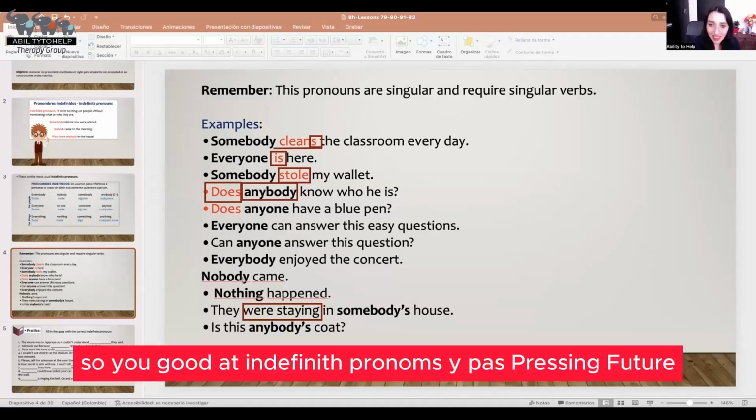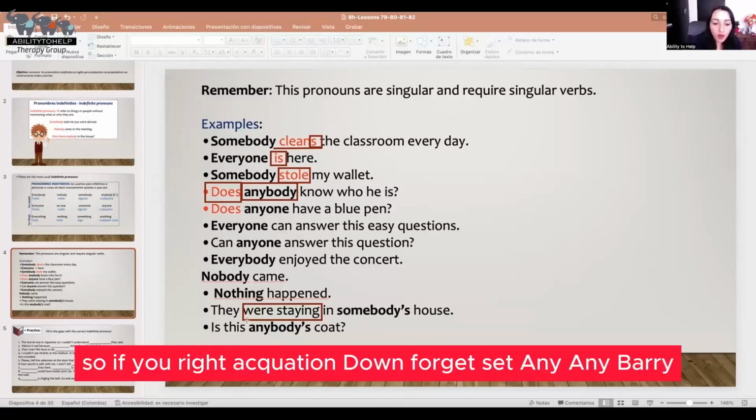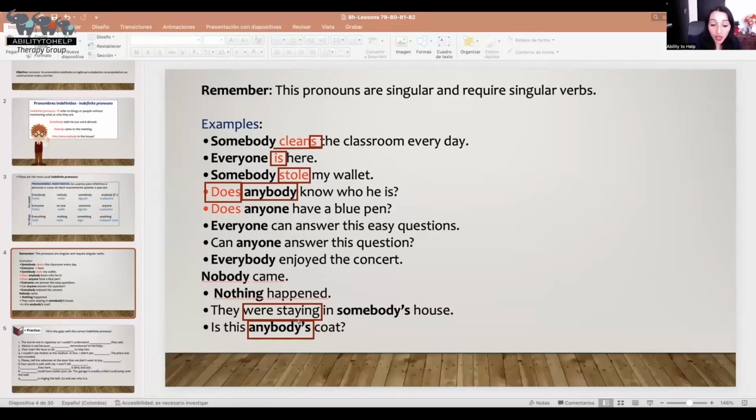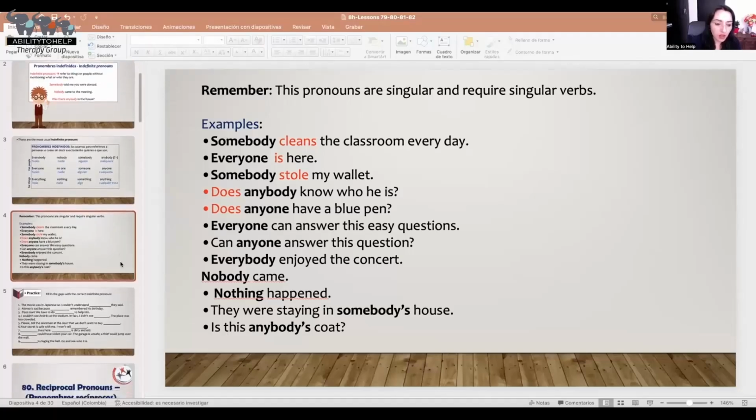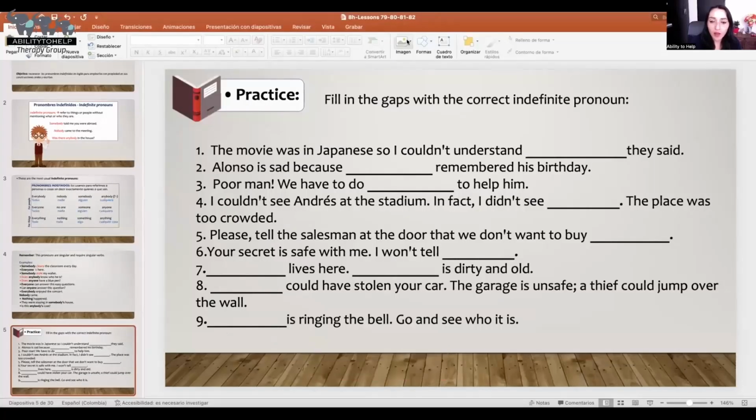So you could add indefinite pronouns in past, present, future. It is not difficult. Is this anybody's coat? Again, another question. So, if you write a question, don't forget to use anybody. It's like a subject, so you could add the possessive form. Now, I think you understand this kind of indefinite pronouns. So right now you have to solve this activity. I'm going to give you 2 minutes to solve it.